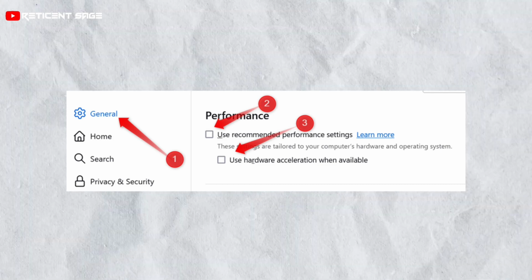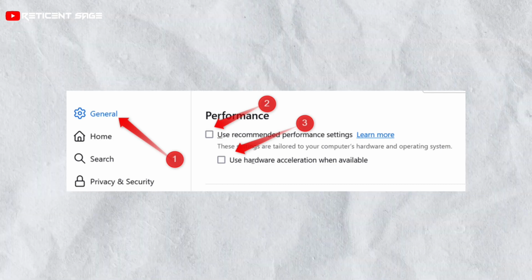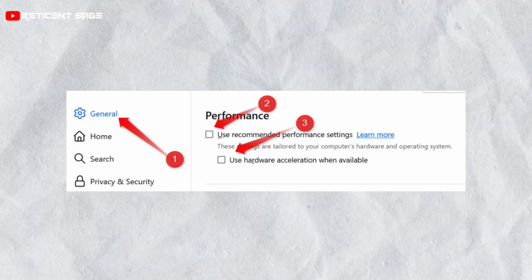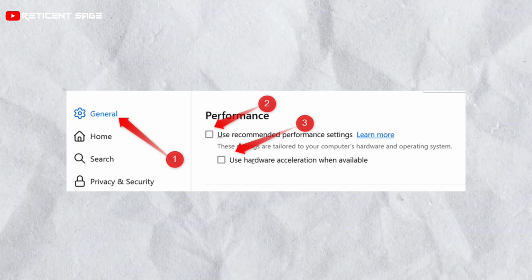Sounds great, right? But in reality, it often leads to headaches like video tearing, stuttering, and other display issues during streaming or gaming. That's why I prefer to keep it turned off. Here's how you can disable hardware acceleration.